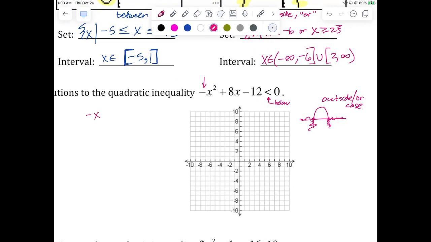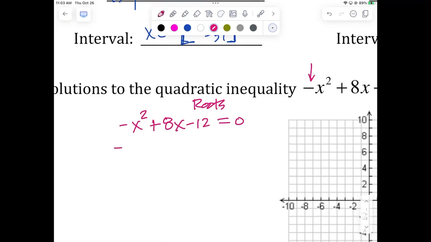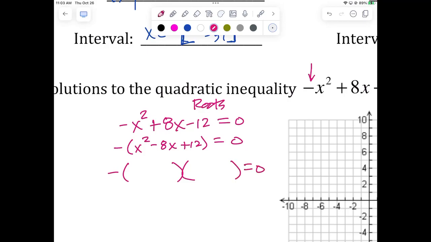So let's set -x squared plus 8x minus 12 equal to 0 so I can find the roots. Just like I mentioned, we have a negative leading coefficient. Do we like that? No, let's factor it out. That gives us x squared minus 8x plus 12 equals 0, and now I can double bubble what's left with the negative still hanging around out front.